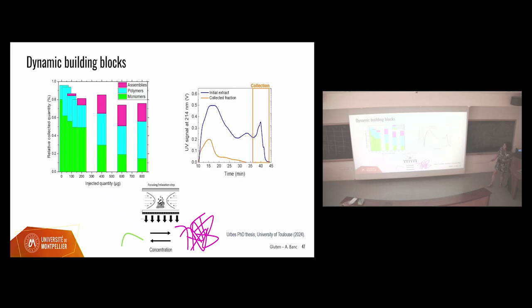But interestingly, we found that if we collect these assemblies and re-inject only these assemblies, proteins are eluted at short time, which indicates that we have an equilibrium. The reverse is also possible. It's a kind of micellization of these proteins.